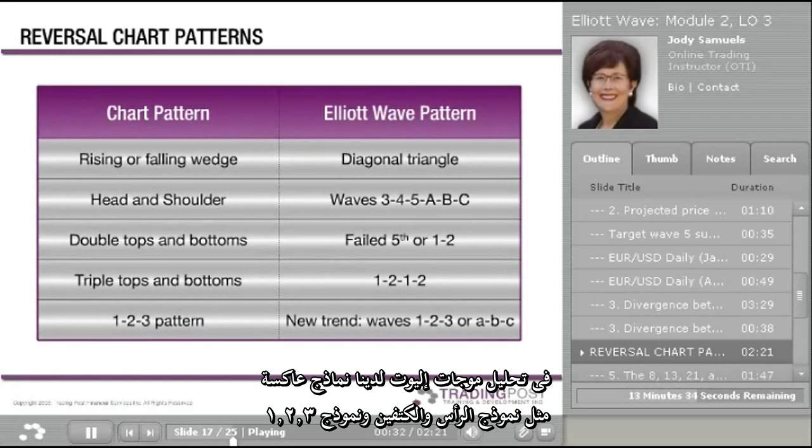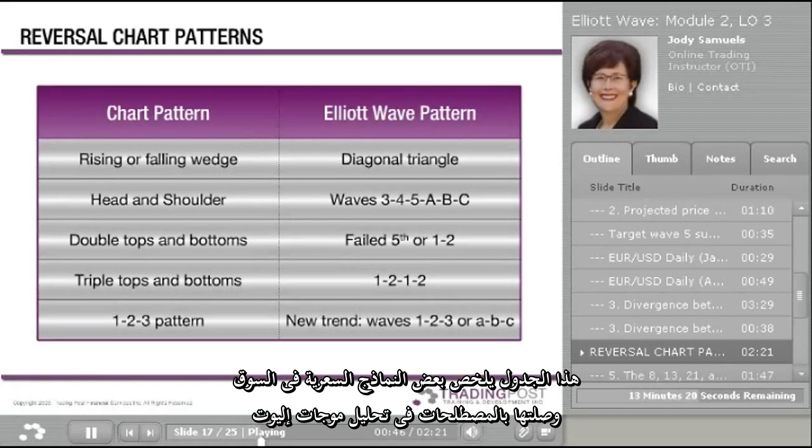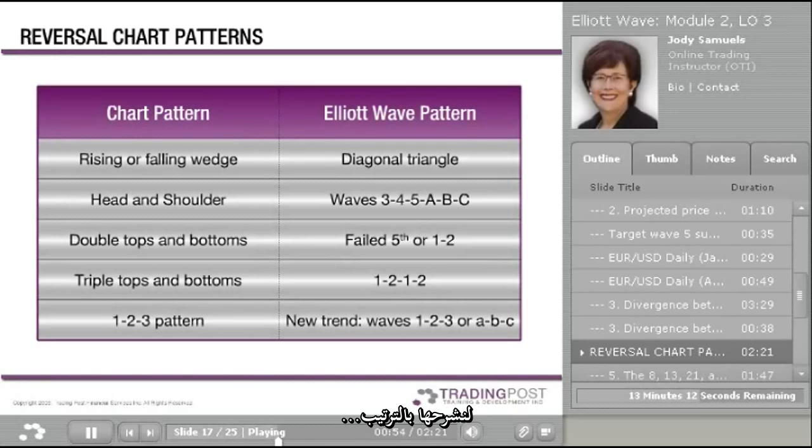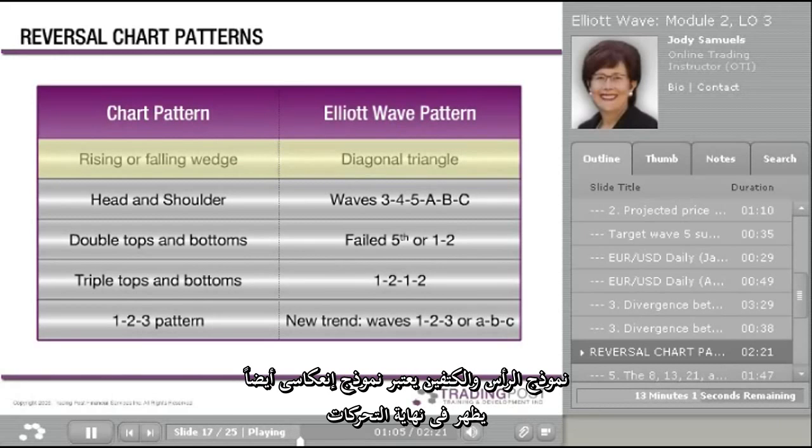Elliott wave analysis places such reversal patterns as head and shoulder formations, 1, 2, 3 patterns, rising and falling wedges, and double and triple tops and bottoms into perspective. This chart summarizes some of the classical chart patterns and what their equivalents would be using Elliott wave terminology. Let's take them one by one. The first reversal chart pattern is the rising and falling wedge, which in Elliott wave terminology is equivalent to diagonal triangles.